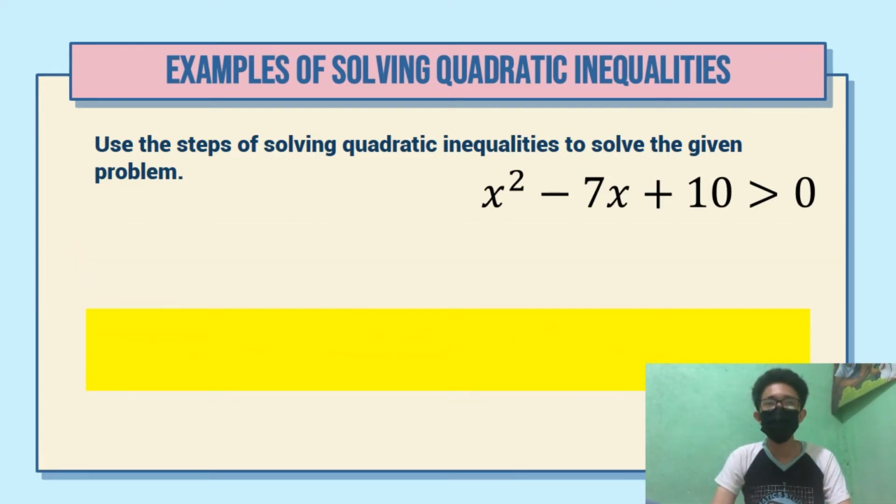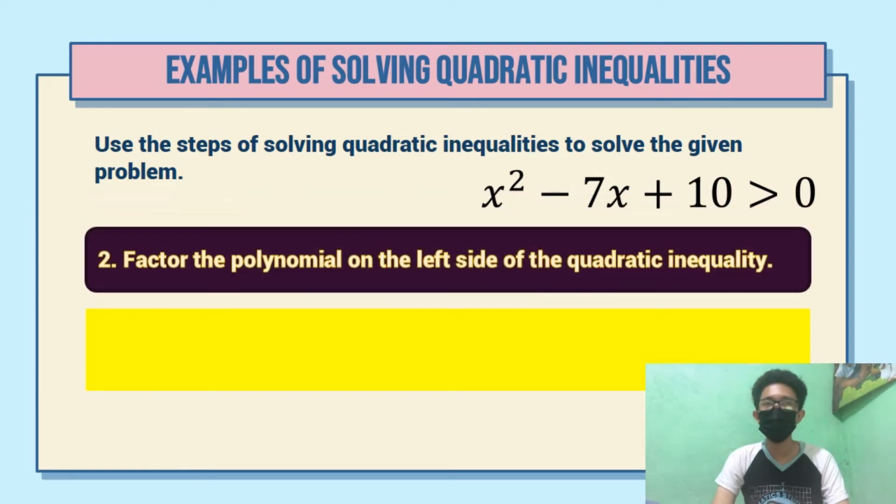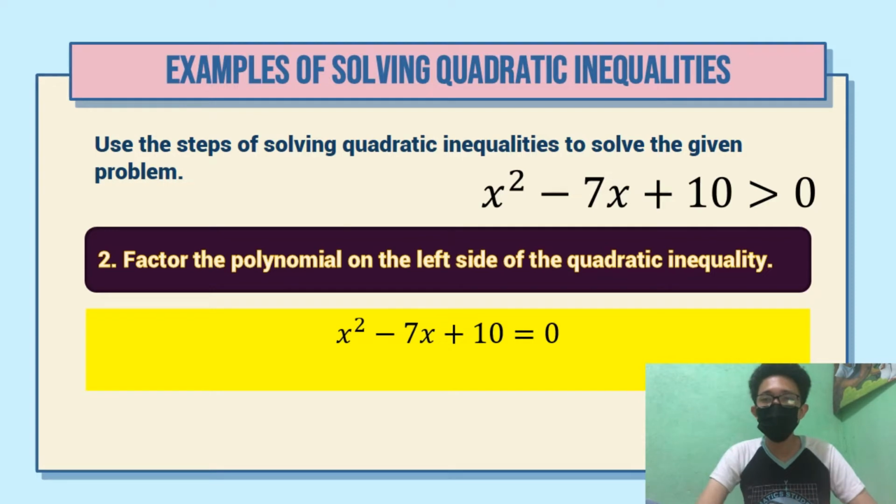Step number 2, factor the polynomial on the left side of the quadratic inequality. The left side of the quadratic inequality is a quadratic expression, x squared minus 7x plus 10. So we're going to find the factors of x squared minus 7x plus 10.